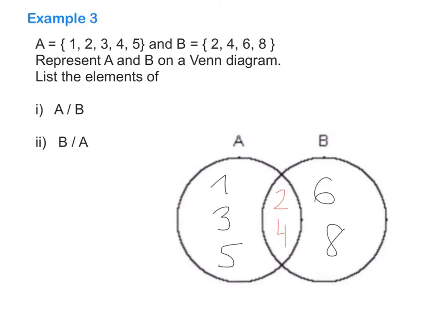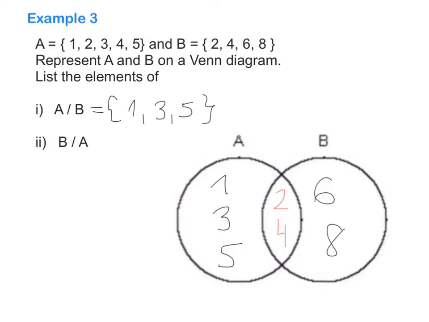And the next part is listing all the elements in set A but not in B. This is also a set, so curly brackets, remember that. Looking at our set, this is set A, this is set B, this is set difference. So everything in A but not B. This is the part we need. Everything in A but not in B. So 1, 3 and 5.